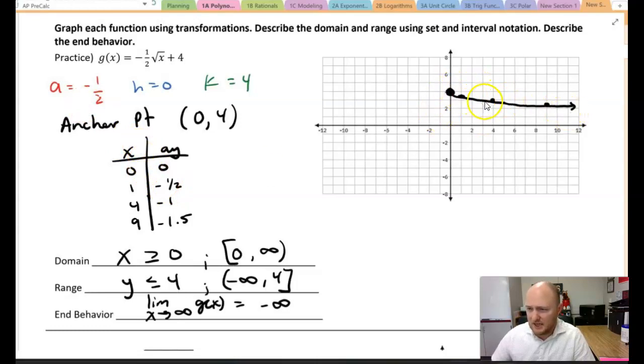Really, really tight, skinny, almost flat line. It should have a concavity, concave up. And then here's the domain and the range. Take note, double check your range. It should be -infinity up to 4. 4 is the maximum. And then your end behavior, the right side's going down. You're decreasing. So the limit as x approaches infinity of g of x is -infinity.